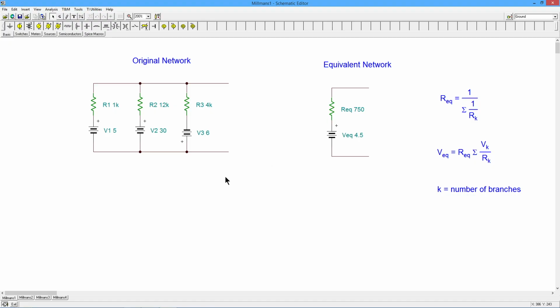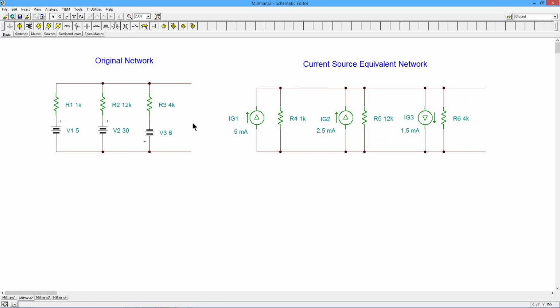Millman's brain. Well, the key here, I think, is to just think in terms of current sources, right? Voltage sources don't add up nice when they're in parallel like this. But current sources do, and you could certainly do a source conversion on each one of these. So let's take a look at that.